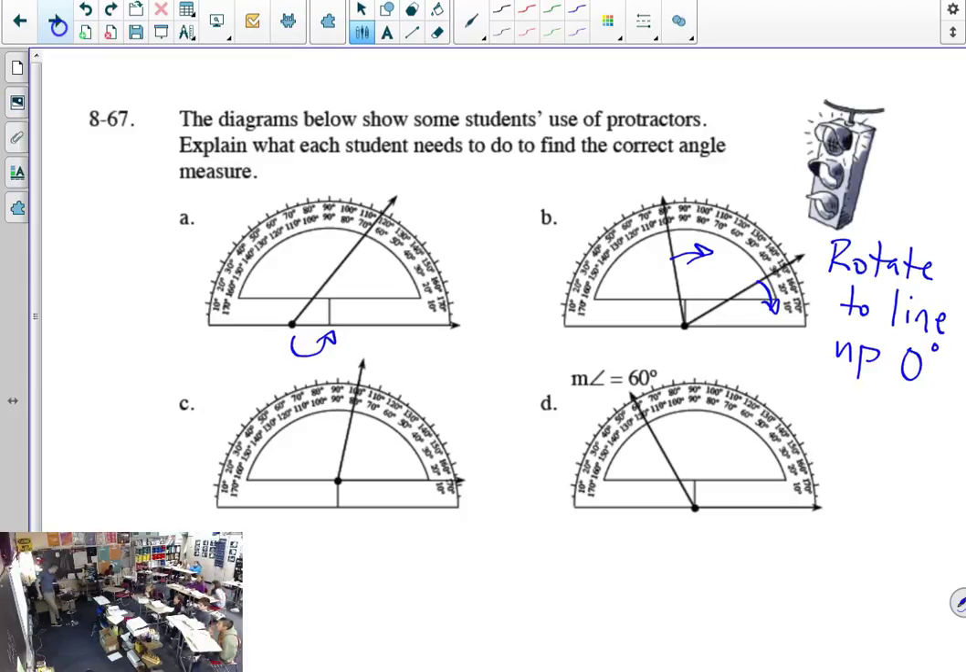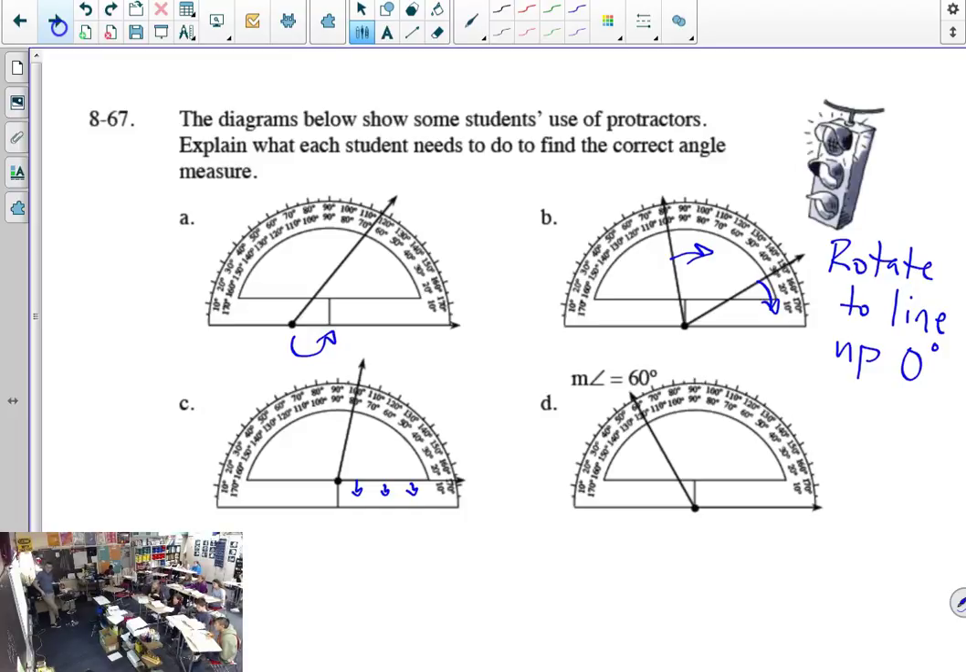Matt, what about C? Is your point in the middle? Are we lined up on the 0 line? Ooh, what do we need to do? Yeah, we either need to move the protractor up or move the whole angle down. The 0 line on this is the bottom. Right? We are not lined up correctly.